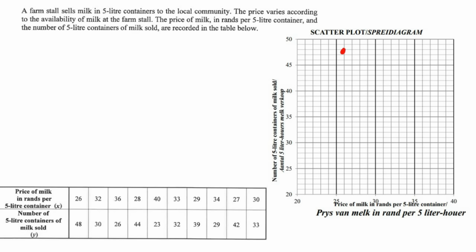Okay. The next one is 32 and 30. Which would be there, okay, and then 36 and 26, and then 28 and 44. All right, and then 40 and 23 would be over there, and then 33 and 32, so 33 would be there. And then 29 and 39, so 29 and 39 would go there. 34, 29 over there. And then 27 and 42.